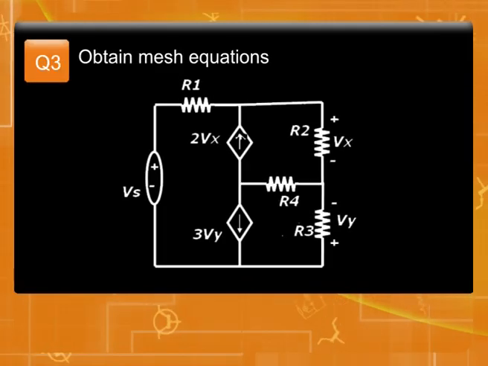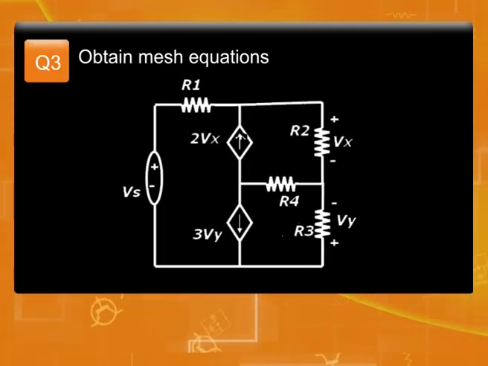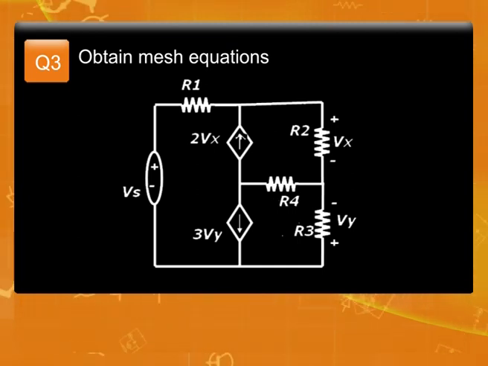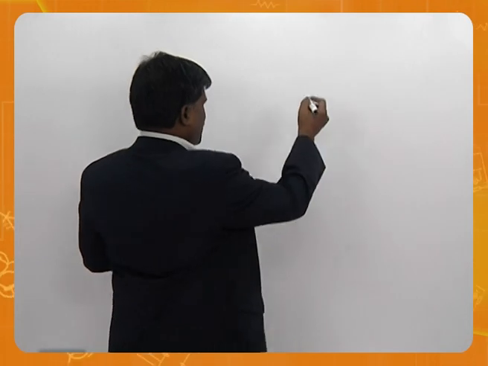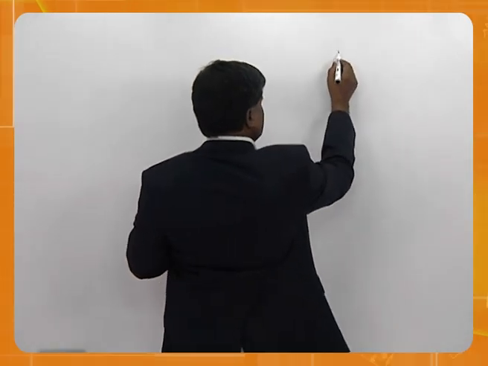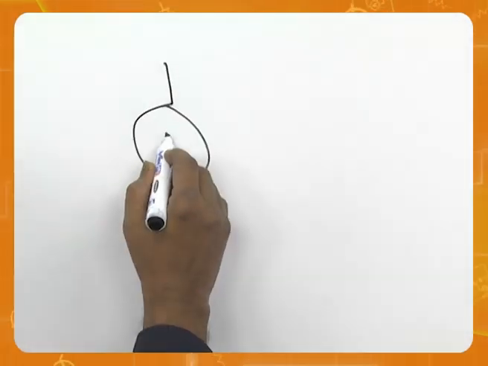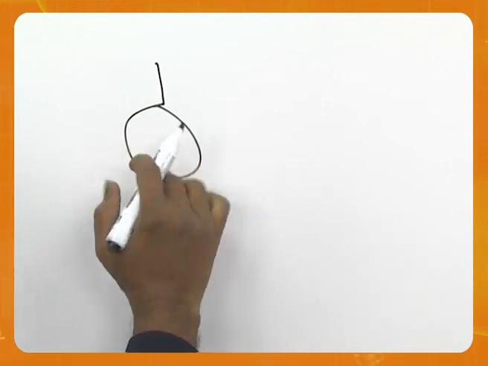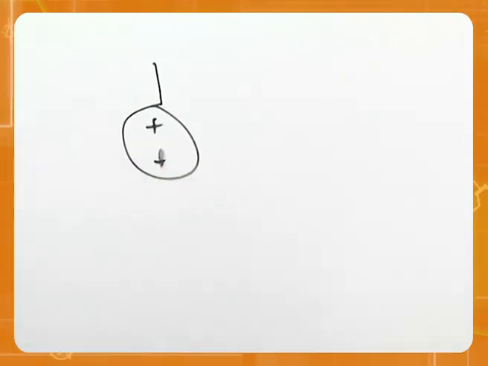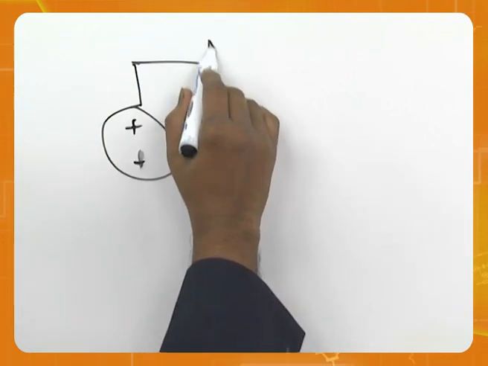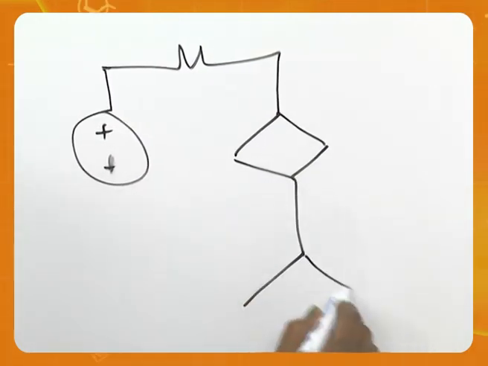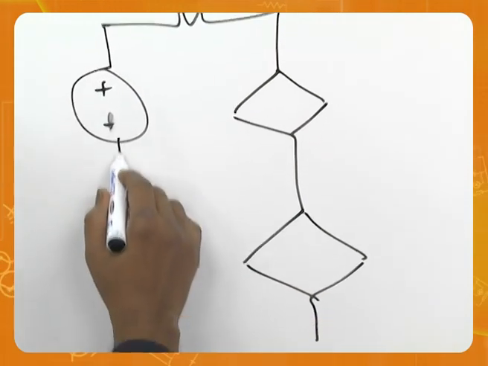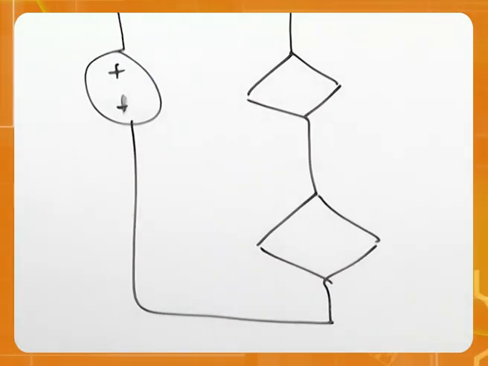Let's go to third problem. Here I am introducing two current sources and to see what happens. Same problem. This is a voltage source, plus minus, resistor here, current source here, another current source here. Okay.